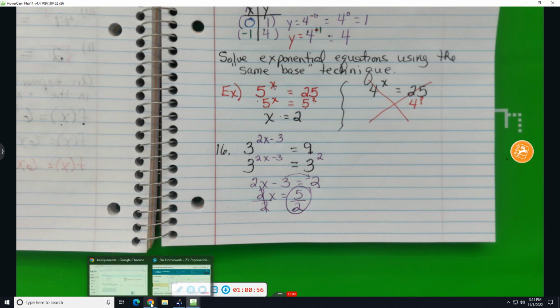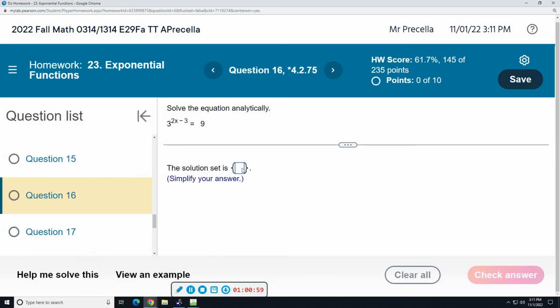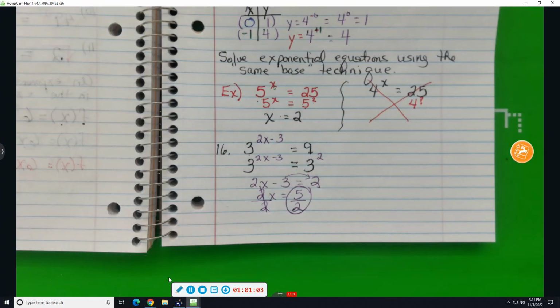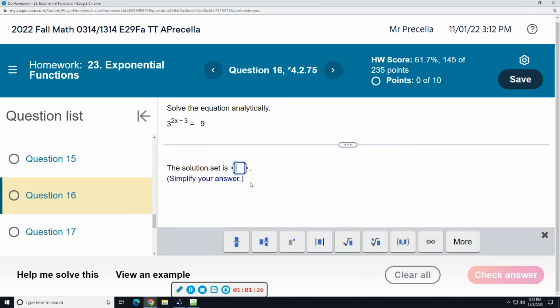Algebra doesn't really, and Pearson doesn't usually like decimals. The bases are the same, so the exponents have to be the same. So once you get the same base, just drop those big bases and set the two exponents equal to each other and solve the resulting linear equation. Okay? So 5 over 2.